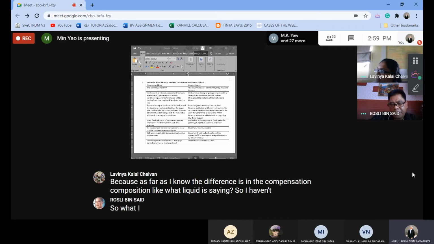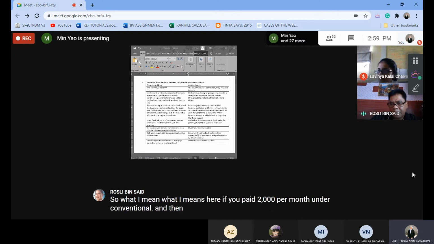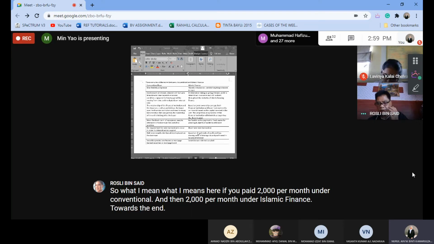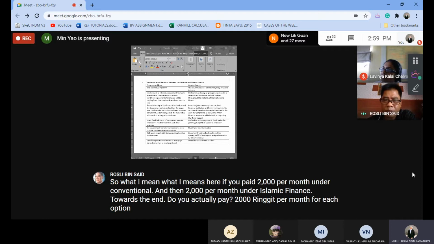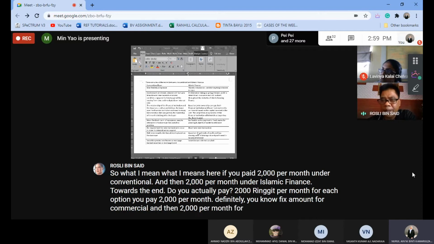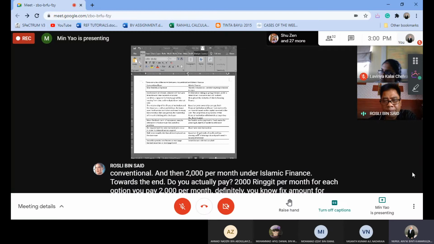What I mean is, if you pay 2,000 per month under conventional, and 2,000 per month under Islamic finance, towards the end, did you actually pay 2,000 ringgit per month for each option? You pay 2,000 per month, definitely, a fixed amount for conventional, and then 2,000 per month for Islamic. Do you really think that 2,000 will actually represent the payment for both options?